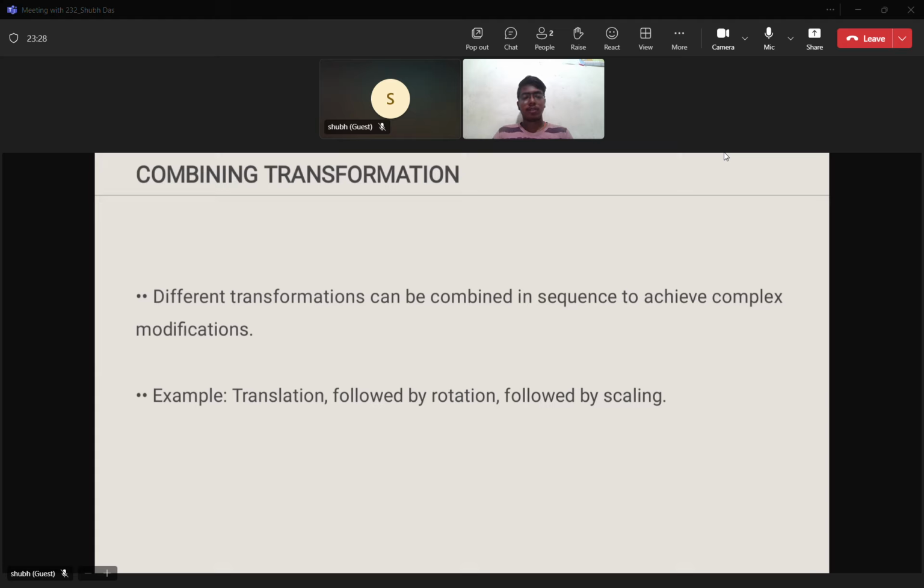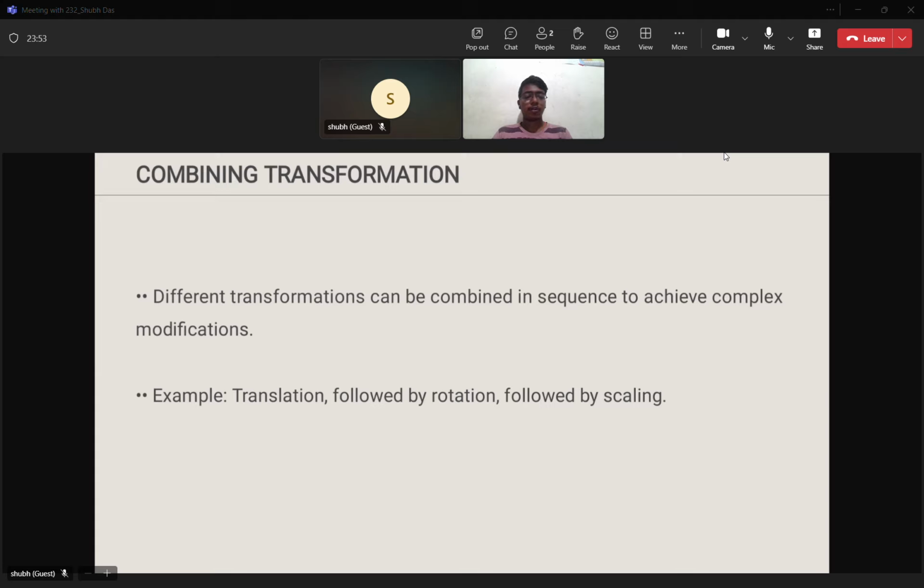Combining transformations. In real applications, we often need more than one transformation to achieve the desired effect. This is where combining transformations becomes essential. So what is the process? By applying multiple transformations in sequence, we can move, rotate, and resize an object in a complex way. The key is to apply each transformation in the right order to get the desired final result.